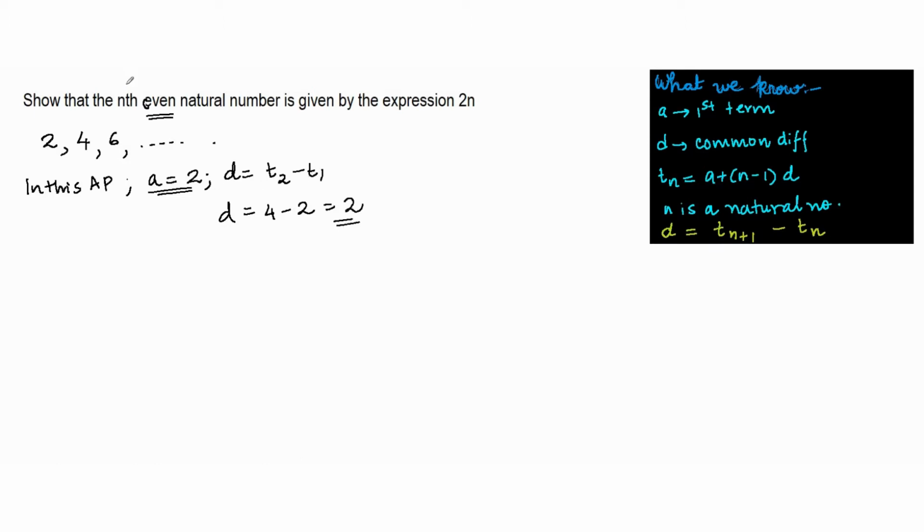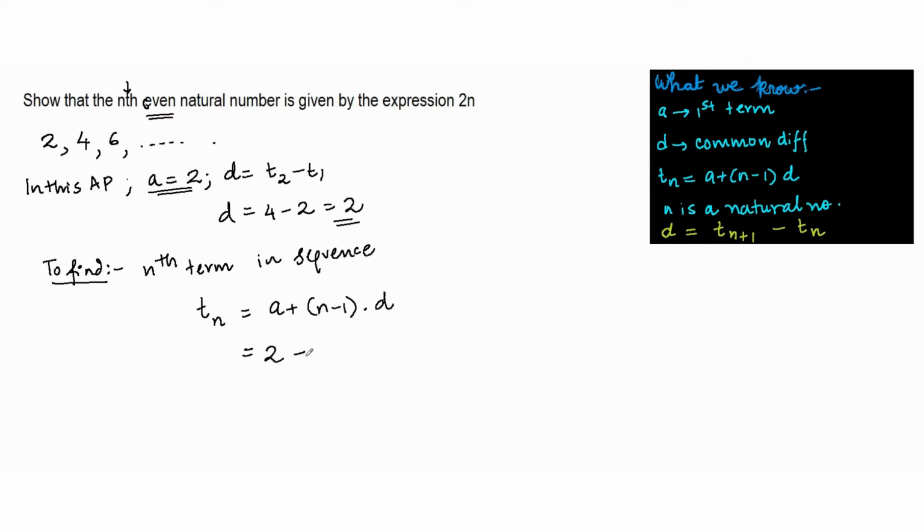And now we want to find the nth even natural number. So we basically have to find the nth term in this particular sequence, right? And now I can find the nth term. It is basically my general term. So the nth term is given by a plus n minus 1 times d. Now a is 2 plus n minus 1 times 2, d is also 2. So this becomes 2 plus 2n minus 2.